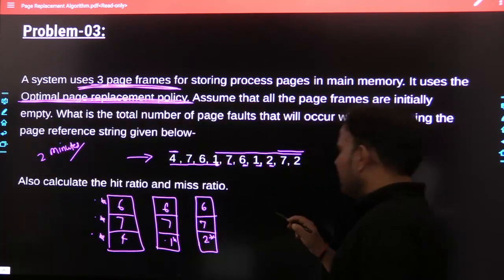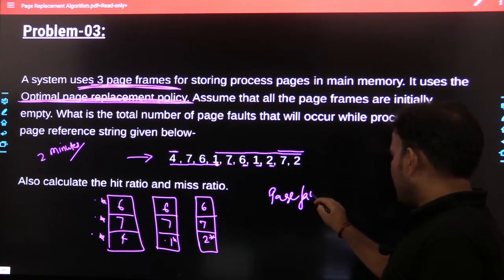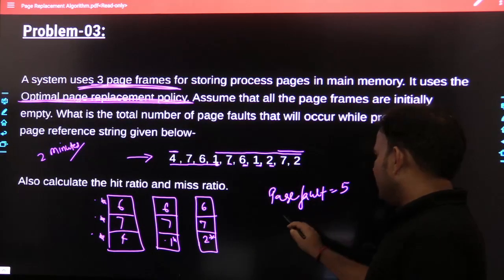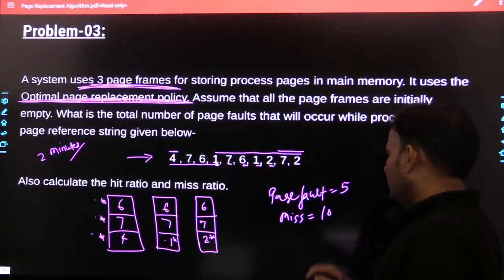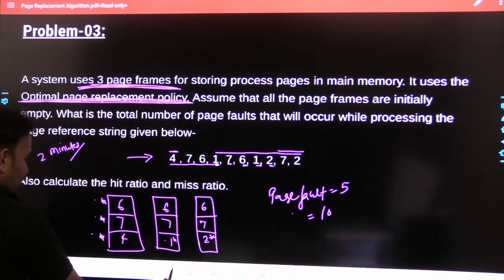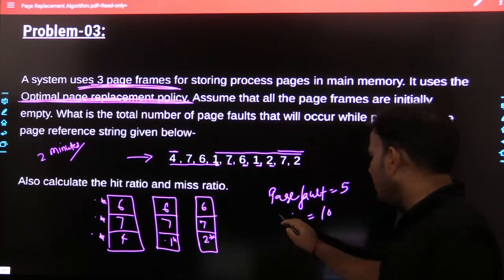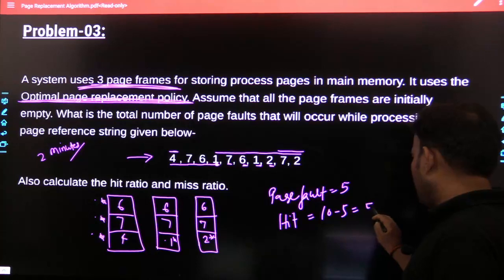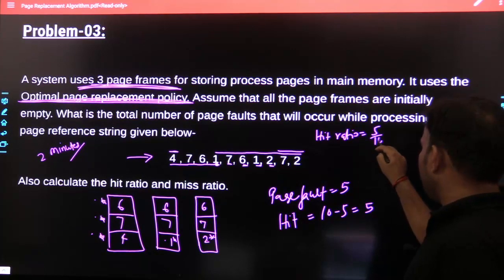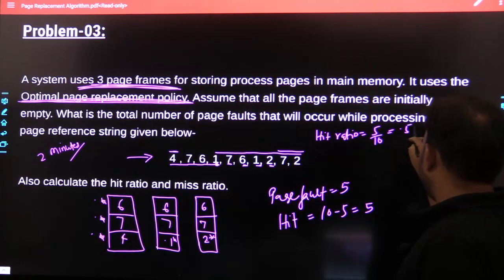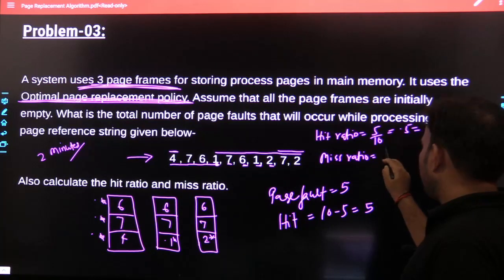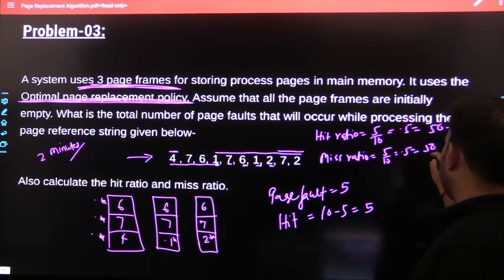Total page fault here is what, my dear friends? 5. Understand? Then hit you are getting how much? Out of 10, you are getting 5 miss. Then hit equals how much? 10 minus 5. Hit also you are getting 5. So hit ratio is what? 5 by 10. Nothing but 0.5, means 50%. And miss ratio is what, my dear friends? 5 by 10. Nothing but 0.5, means 50%. Both are equal.